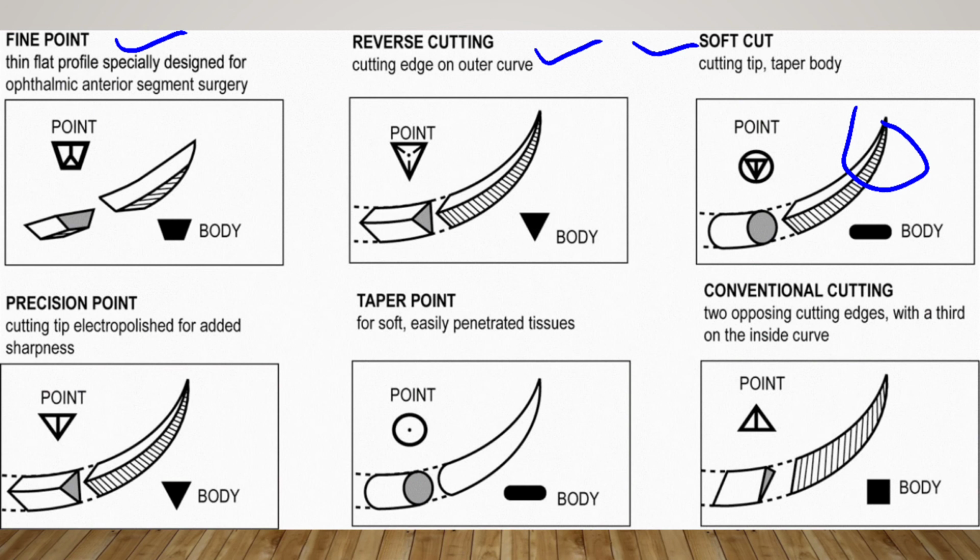Another one is precision point and taper point. And the last one is conventional cutting. These are the various types of the conventional cutting needles.